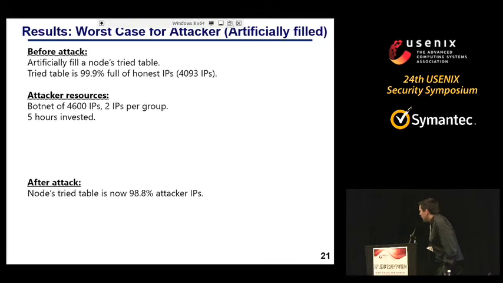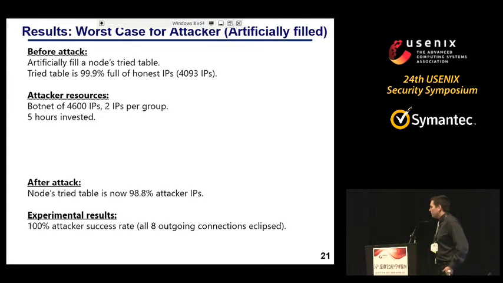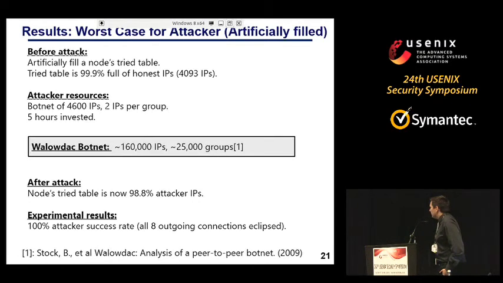After the attack, the node's tried table was almost completely filled with attacker IPs. And we performed this experiment 50 times, and each time, the attacker was able to eclipse all 8 outgoing connections for a 100% success rate. When we look at botnet sizes, this is clearly a pretty small botnet. Botnets have both the diversity and numbers far in excess of this.